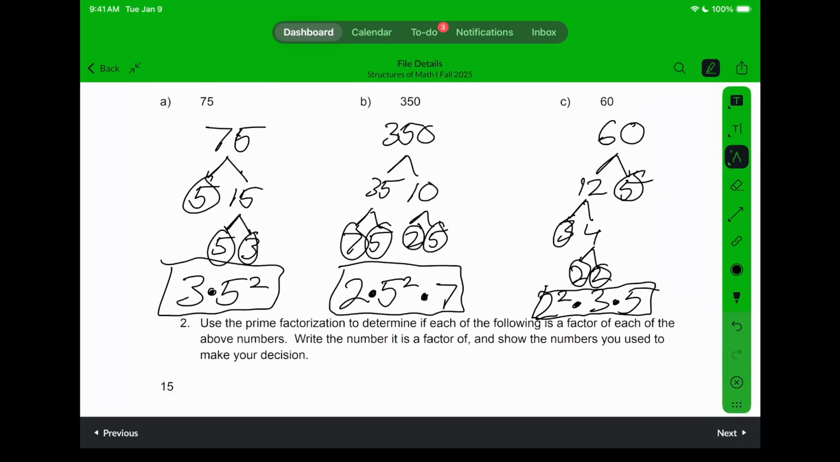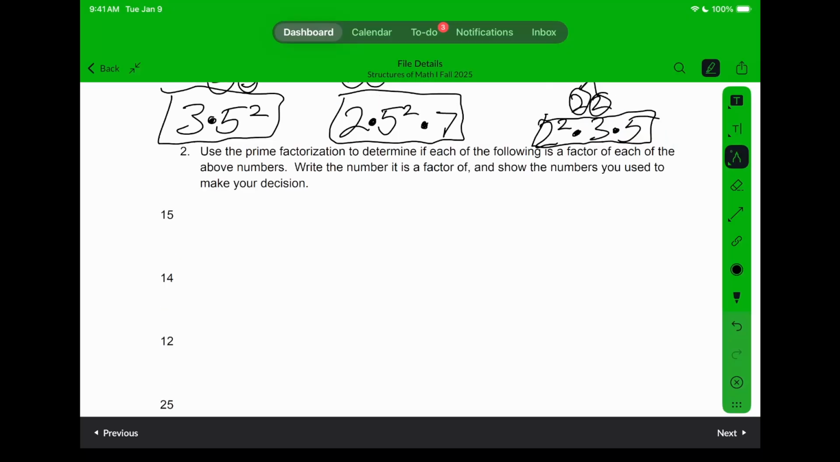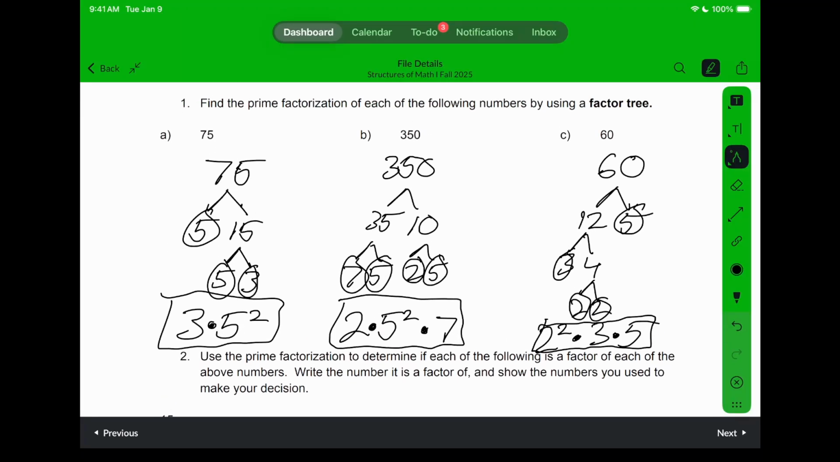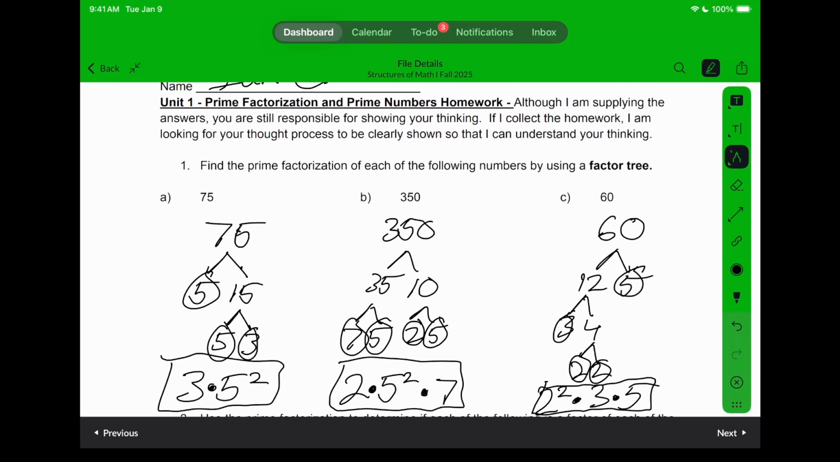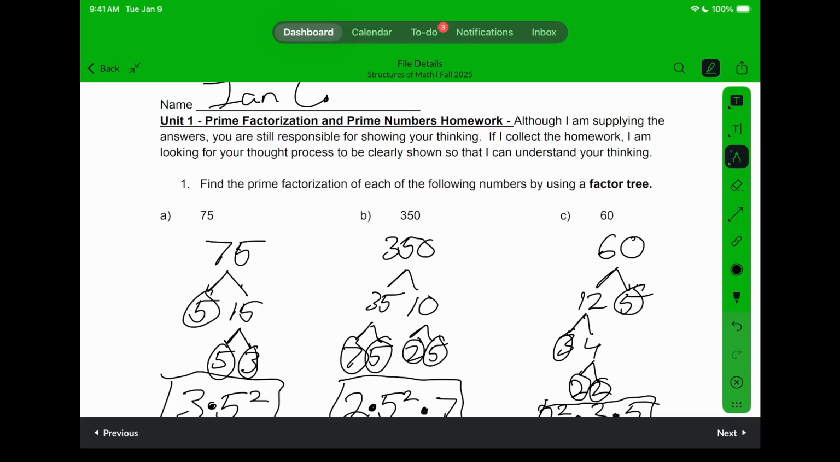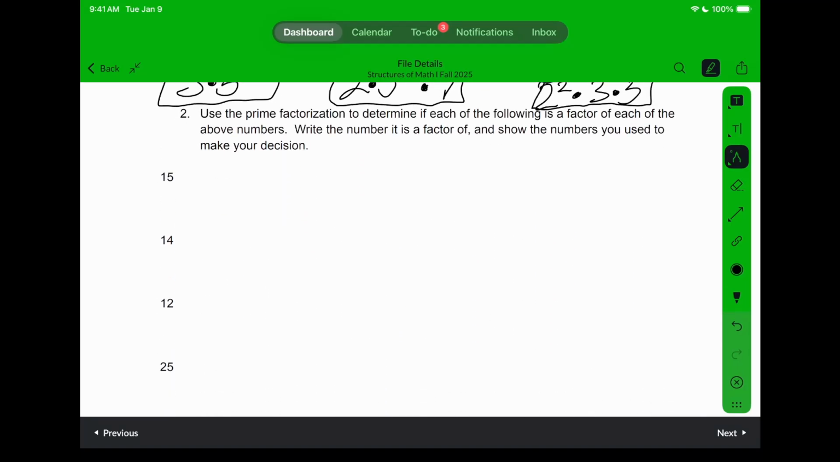Now, with number 2, we're going to use the prime factorization to determine if each of the following is a factor of each of the above numbers. Write the number it is a factor of and show the numbers used to make your decision. So we're actually going to use these prime factorizations from these numbers to see if these numbers are factors of any of these 3 numbers, if you're catching my drift. So we're going to start with 15.